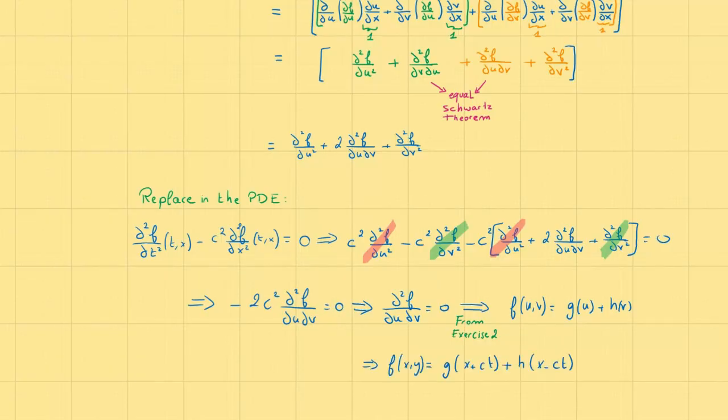So f of xt finally is equal to g of x plus ct, any function in x plus ct, plus any function h in x minus ct. Of course, g and h are two C2 functions.